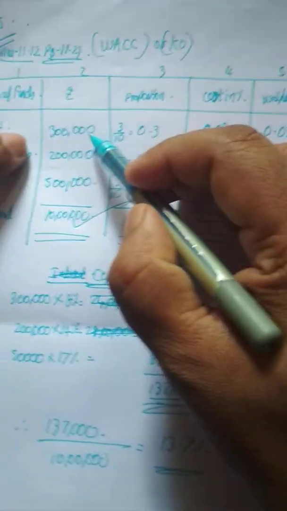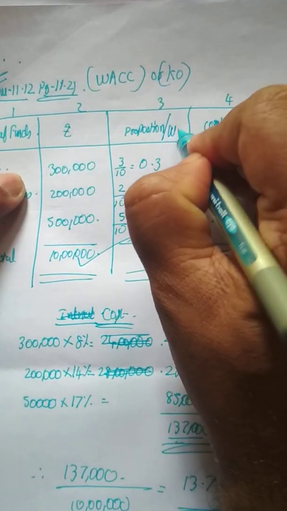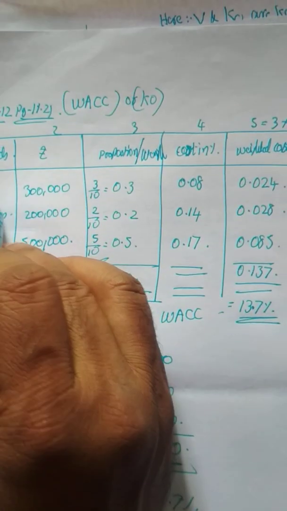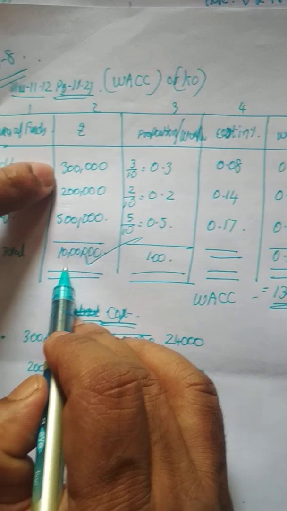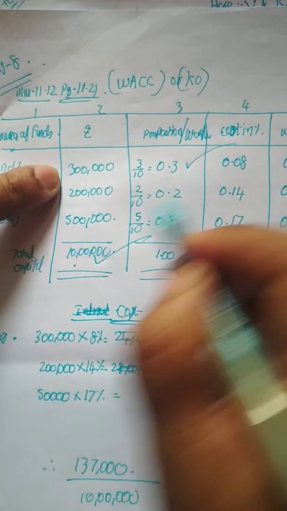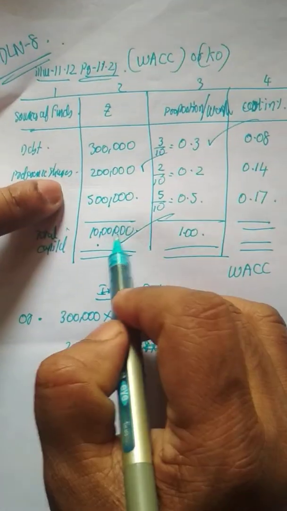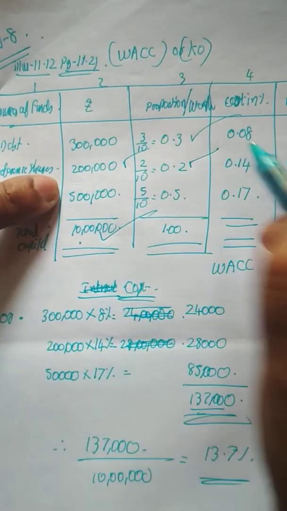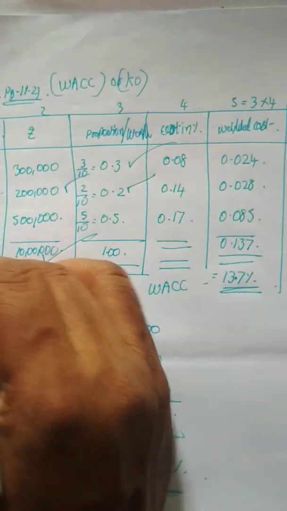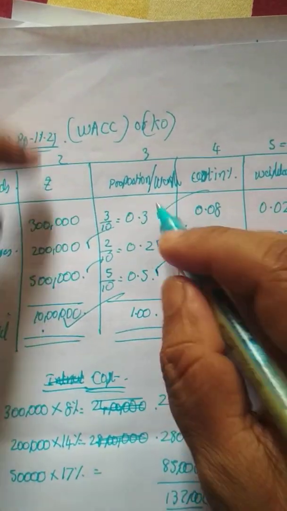First of all, we will look into the weight. Proportion is called the weight. Debt is 3 lakh out of 10 lakh total capital, so the proportion is 0.3. Preference shares, out of 10 lakh total capital, 2 lakh, so the proportion is 0.2. Equity is 5 lakh, so 5 lakh divided by 10 lakh is 0.5, the weightage or proportion.